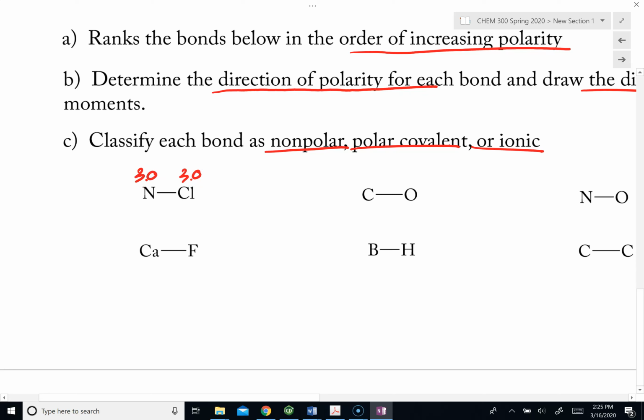So the difference in electronegativity, delta EN, between these two atoms is equal to 0. Since this is equal to 0, that means these two atoms will be sharing the two electrons in here equally, and thus we will have a nonpolar covalent bond.